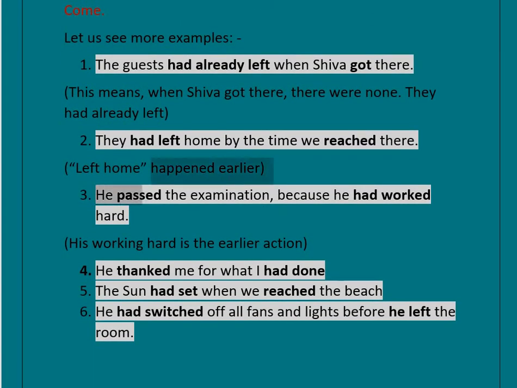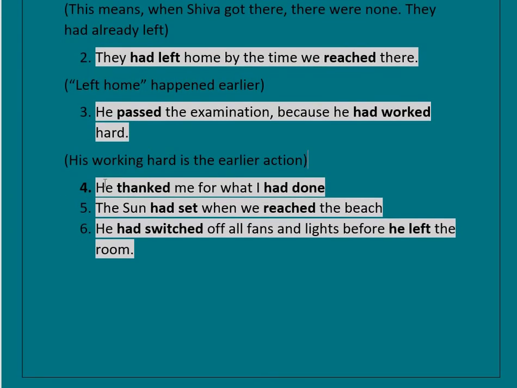He passed the examination because he had worked hard. His working hard is the earlier action. So, it took the past perfect form. Then, he thanked me for what I had done. I had done something earlier for which he thanked. Then, the sun had set when we reached the beach. So, the sun had already set, and had set is in the past perfect form. He had switched off all fans and lights before he left the room. So, the earlier action is had switched off.